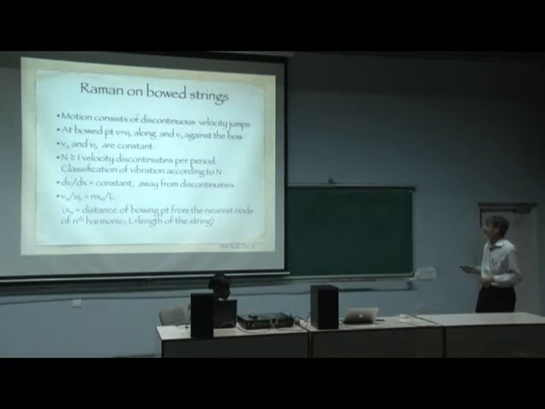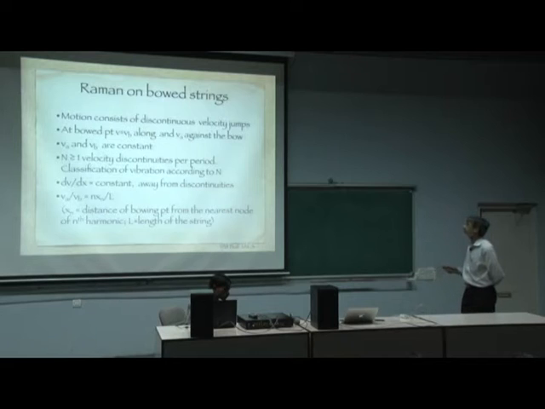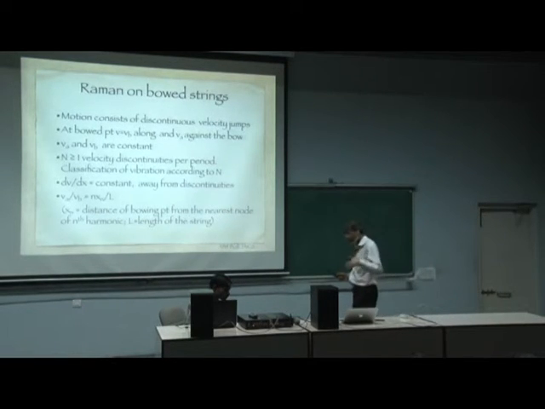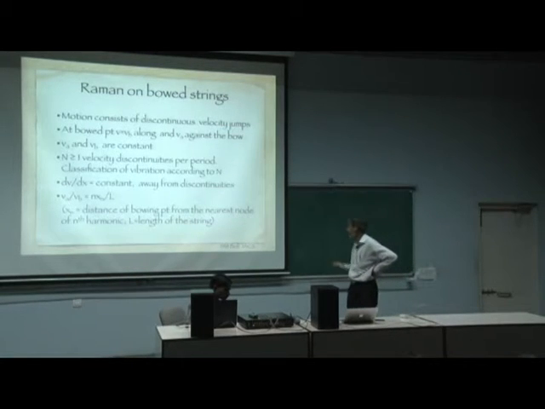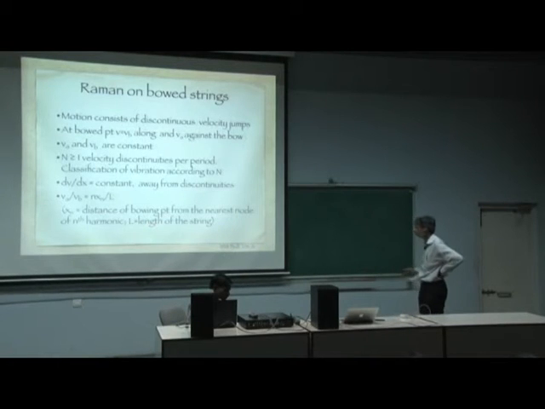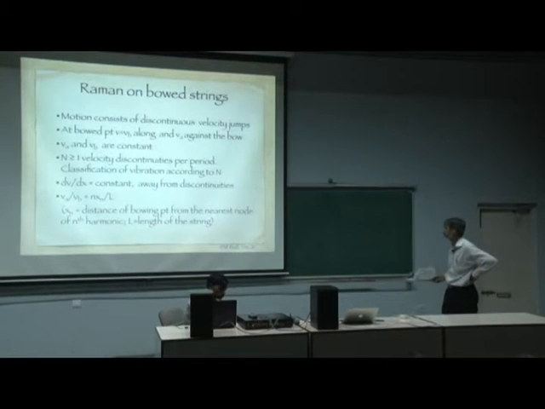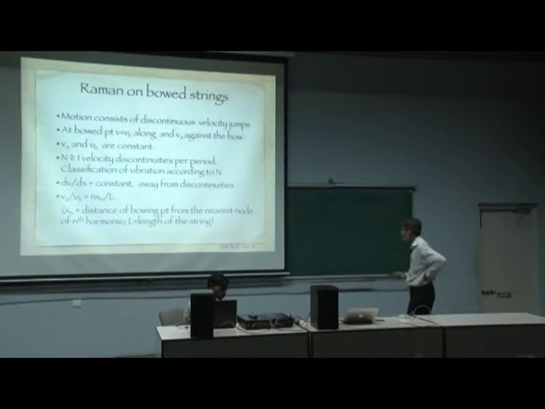And then on, with further experiments and also theoretical exposition, Raman continued to develop the theory. And overall, I have summarized here several points that he made over a number of papers. But most of his work on bow string is also summarized in this big review in 1918, Bulletin of the Indian Association for the Cultivation of Science.